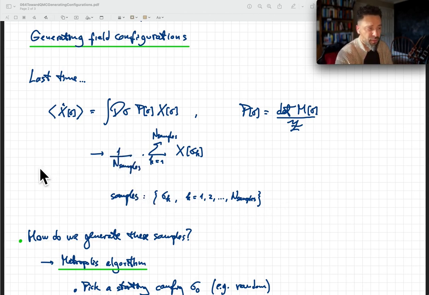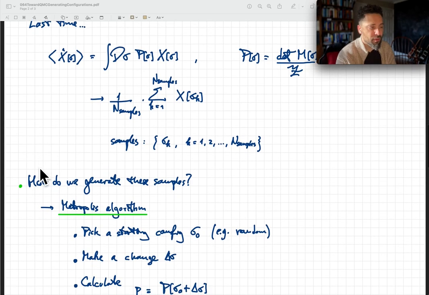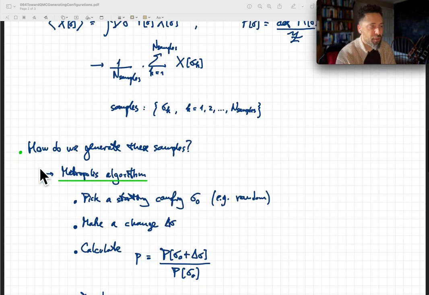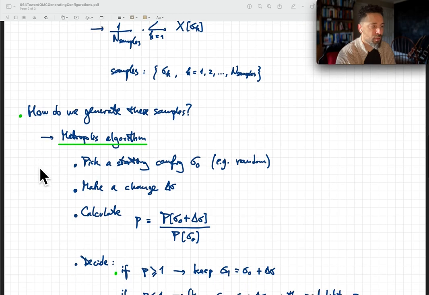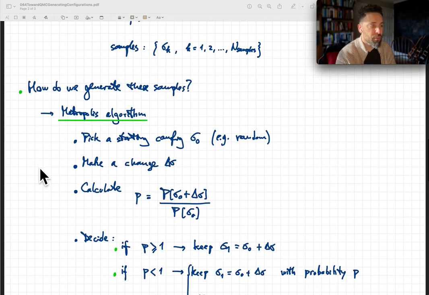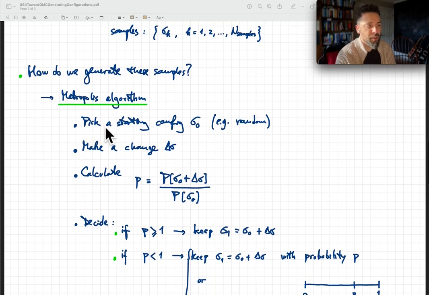So how do we generate these samples? The most vanilla way, or the simplest way to do it is very well known. It's called the Metropolis algorithm. And this is how it goes. You pick a starting configuration sigma 0, which could be completely random, or it could be totally flat, equal to a given fixed value for all your space-time points in sigma.